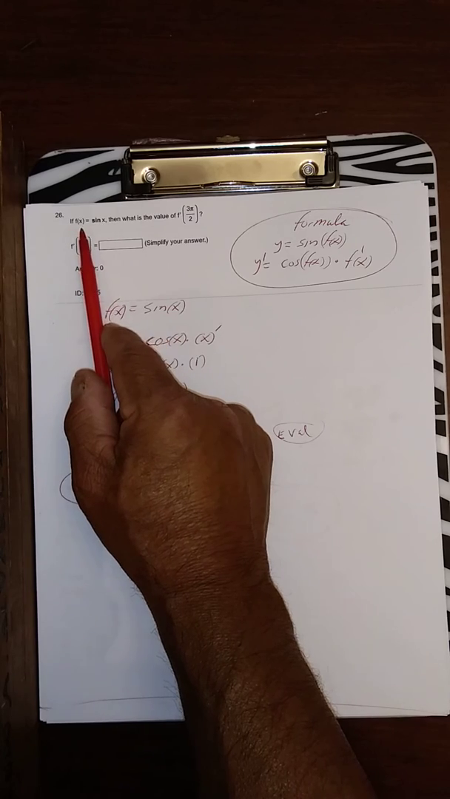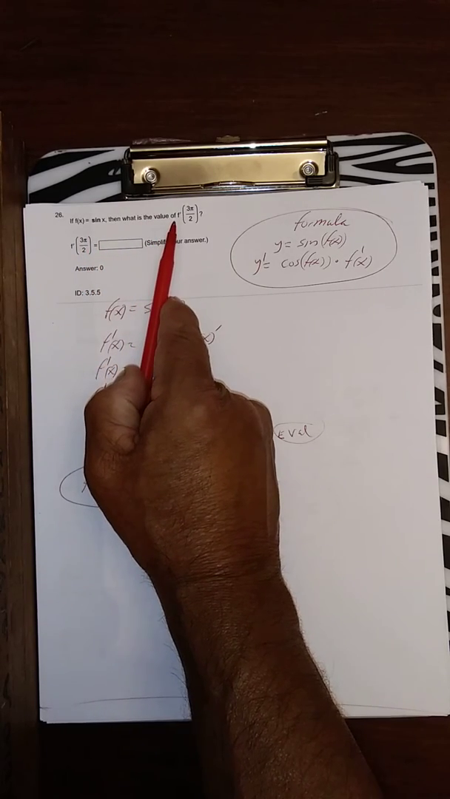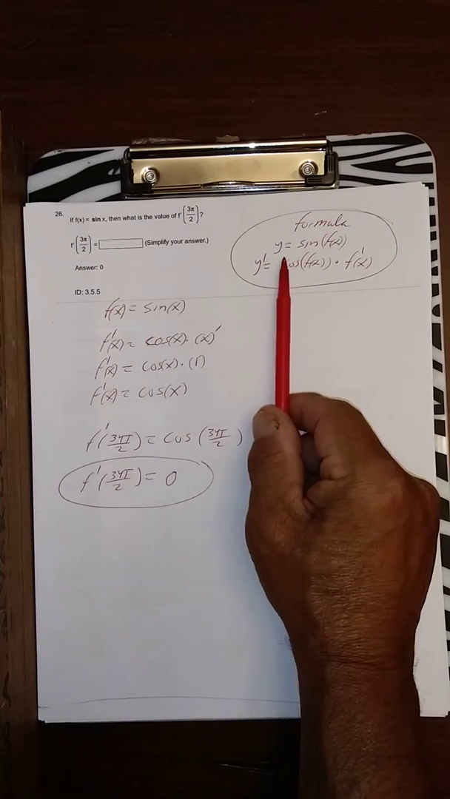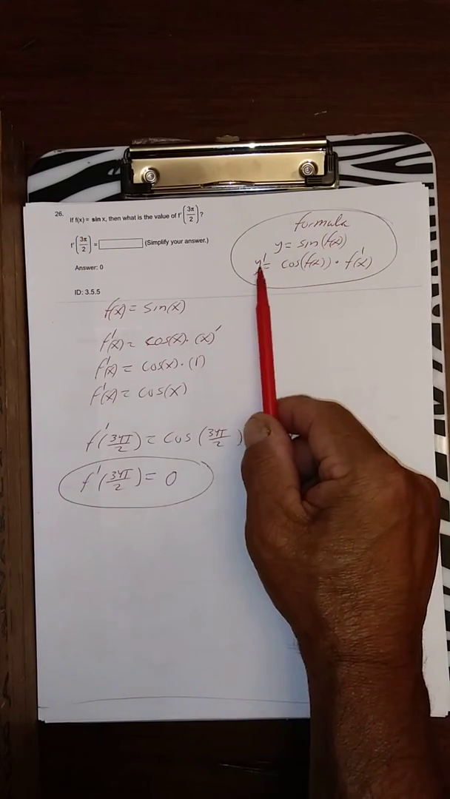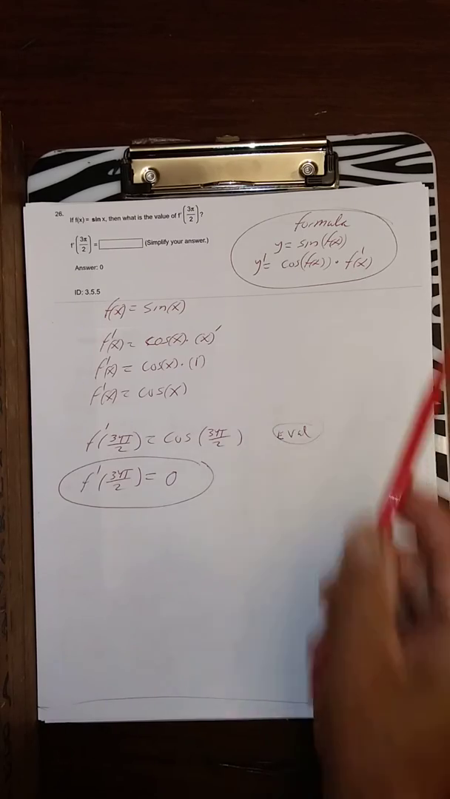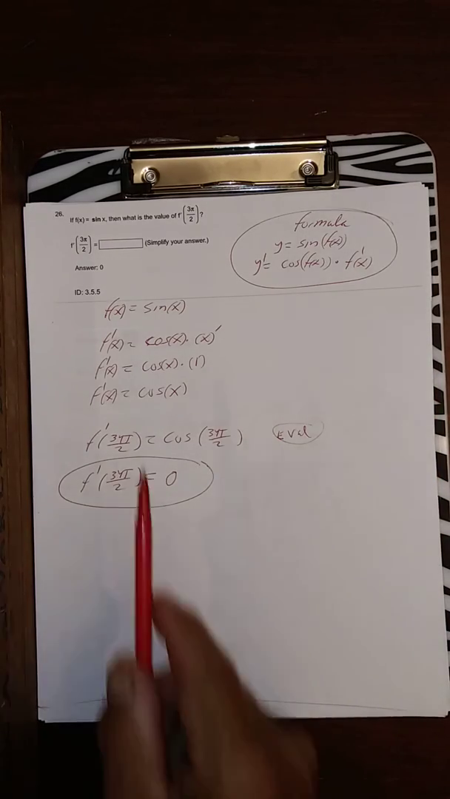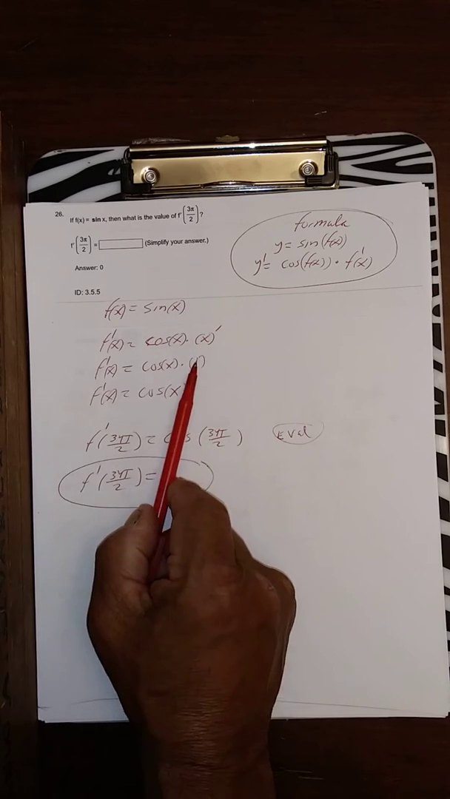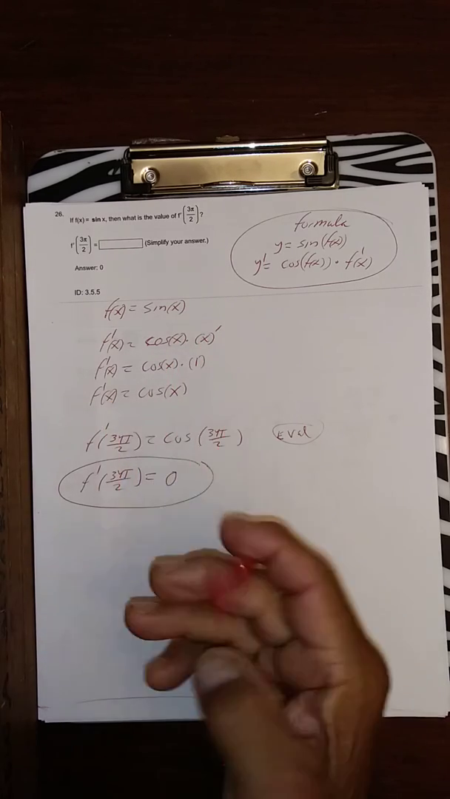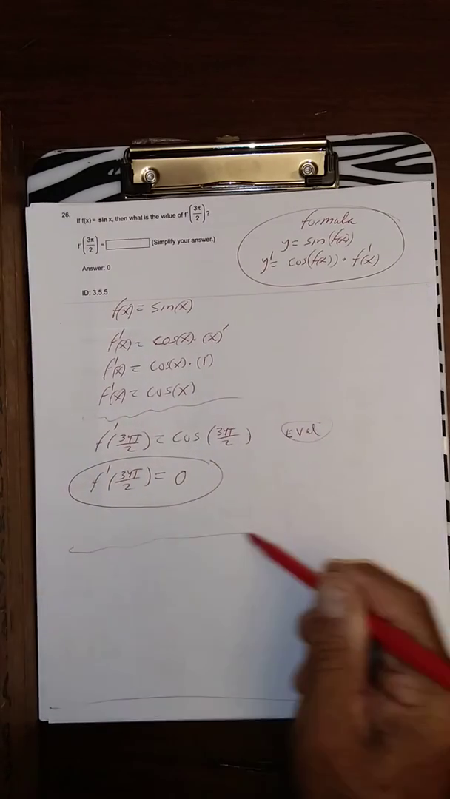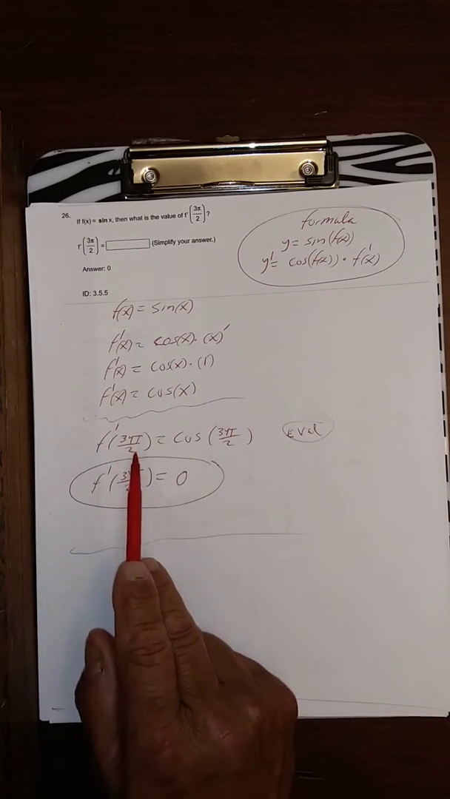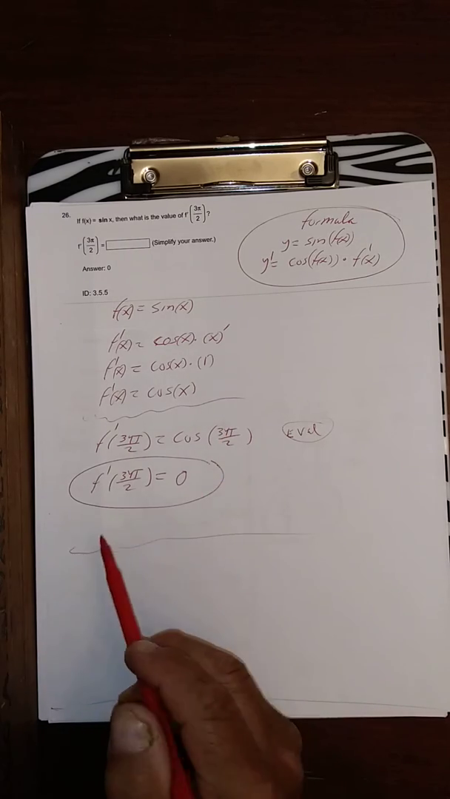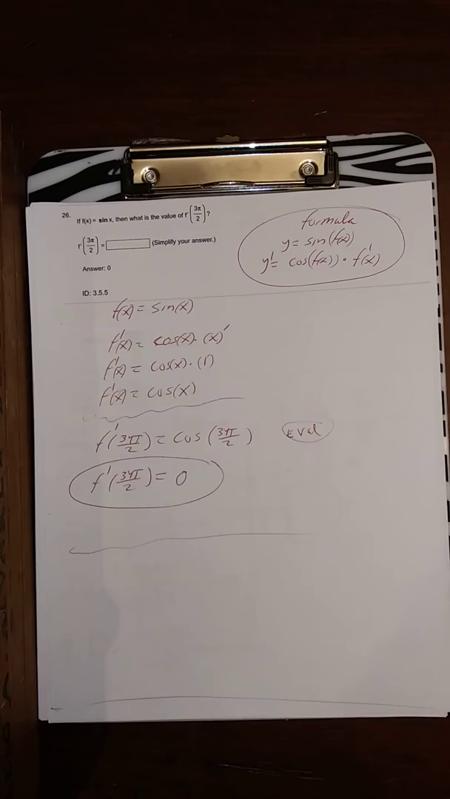If f of x is sine of x, then what is the value of f prime of 3 pi over 2? Well, the formula: y equals sine f of x, y prime equals cosine f of x times f prime of x. So take the derivative of this, it's going to be cosine of x times that derivative there. The derivative of that is going to be 1. 1 times that is the same thing. So now that we're here, we're going to have to evaluate this. f prime of 3 pi over 2 is cosine of 3 pi over 2. Put it in the calculator, run it, and you're going to get a 0.